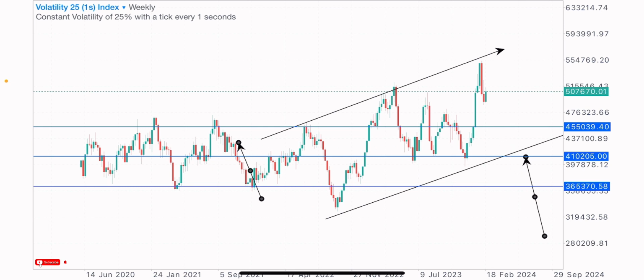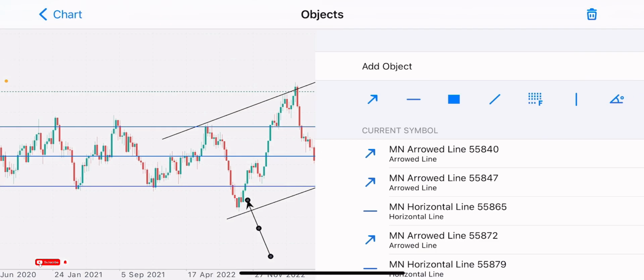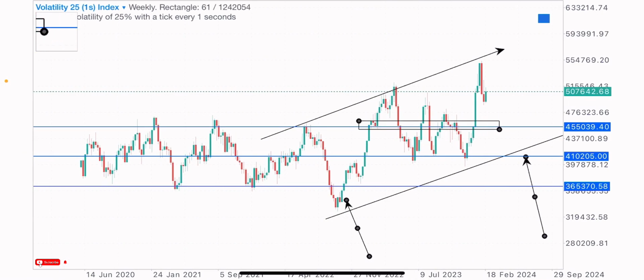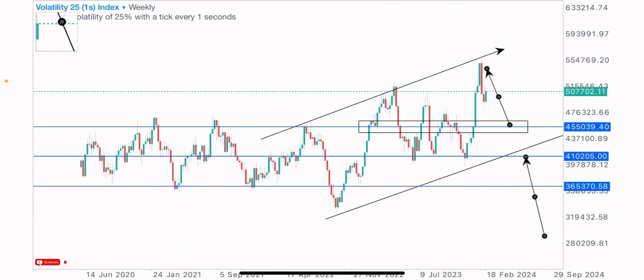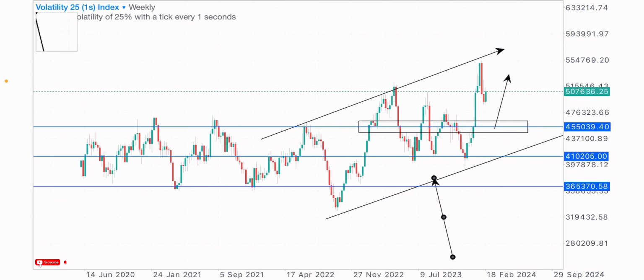So what do we expect of this index? Are we to get a possible retest of this zone? Are we to get price retest this zone for the buy continuation? Because this index is bullish regardless of the sells we are getting at this point. I'm still expecting a retest of this zone for possible buy opportunities on the V25 1s index, for possible buy continuation on this index, because the market is still in an uptrend.